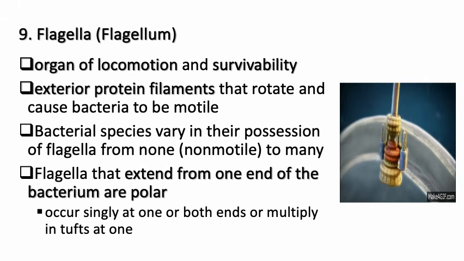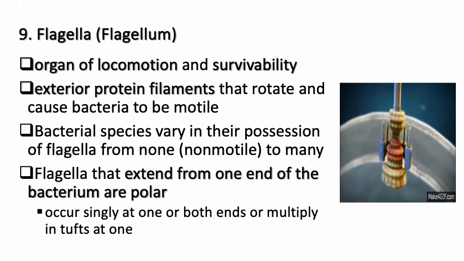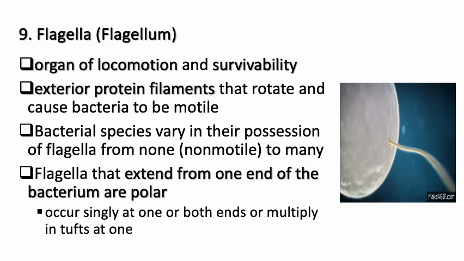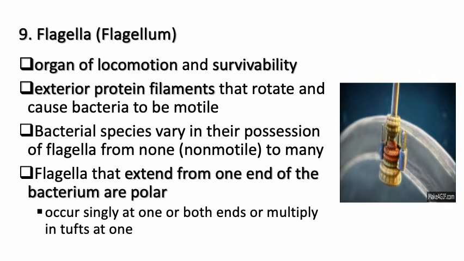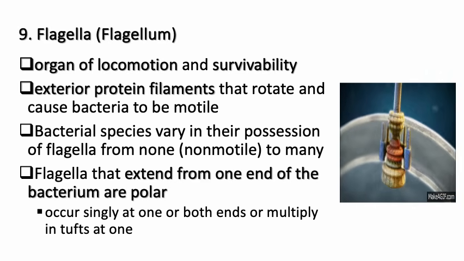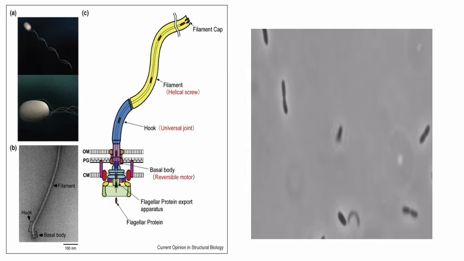Okay? Now, flagella that extend from one end of the bacterium are called polar. They occur singly at one or both ends, or multiply in tufts at one end. Naturally, your flagella is usually attached to the cell wall of your bacteria.